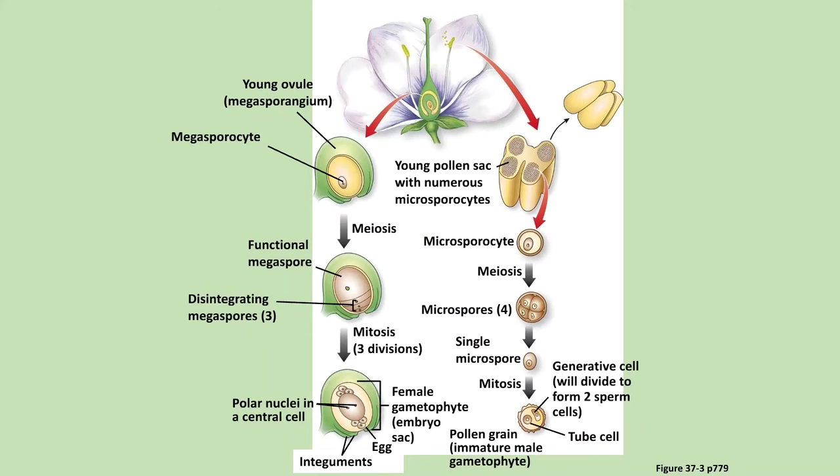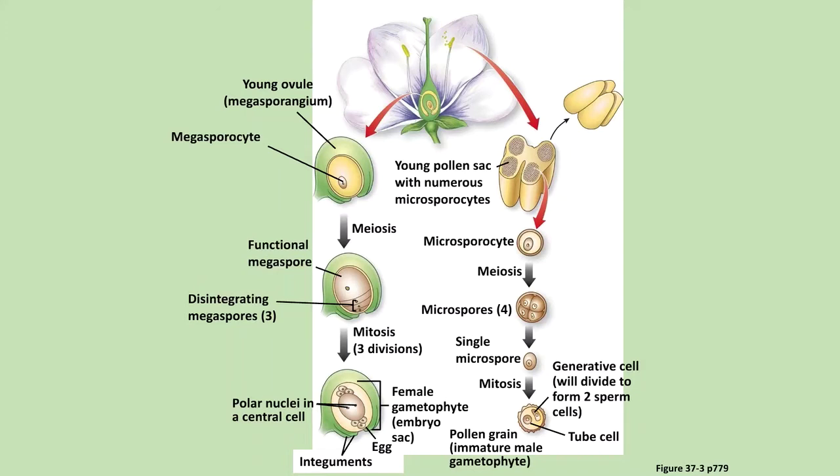Only one for us. This is happening to produce a single pollen grain, so only one of those single microspores then will divide by mitosis, and so one cell divides into 2. So the end result is 2 sperm cells. Okay, so that forms the pollen grain, and the pollen grain itself is an immature male gametophyte.